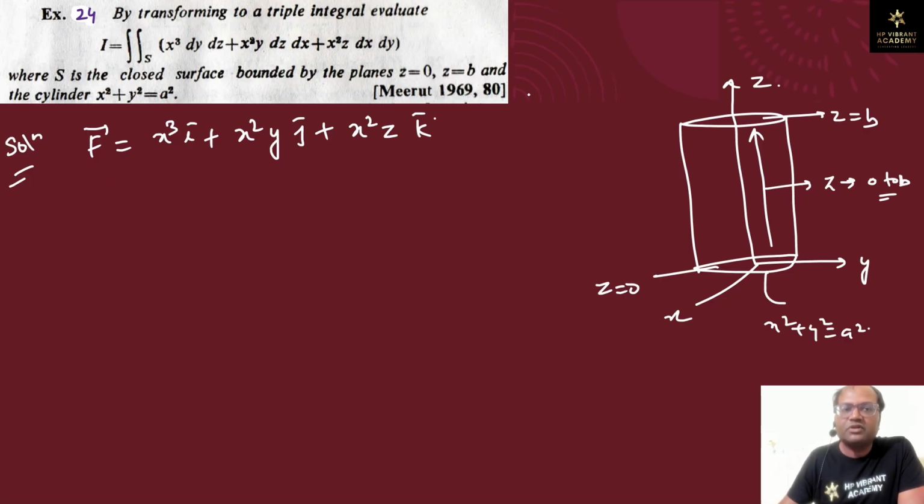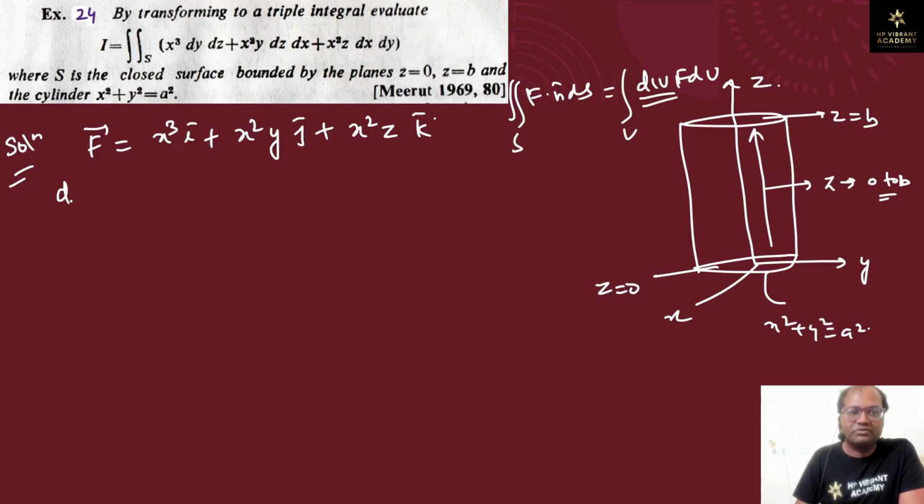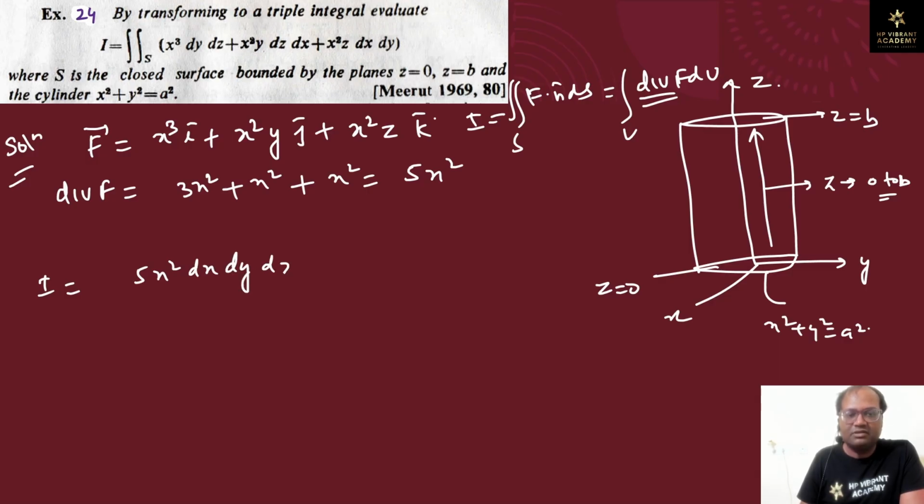The expression for the Gauss divergence theorem is the surface integral of f dot n cap dS is equal to the volume integral of divergence of f dV. So let us calculate divergence of f. Divergence of f is equal to, let us write down directly, del upon del x of x cube, this is 3x square. Del upon del y of x square y, this is x square. Del upon del z of x square z, this is x square. This is 5x square. So the value of the integral of f dot n cap dS, let us take this as I. So the value of I is equal to the integral of 5x square dx dy dz.